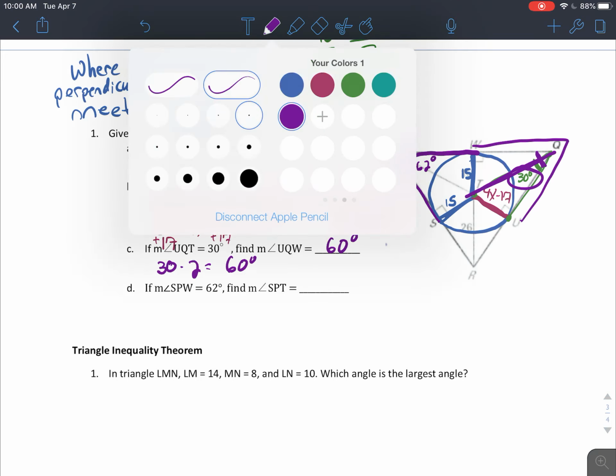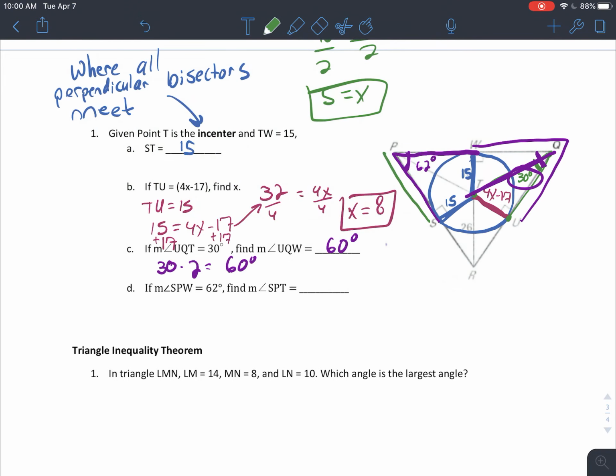It's asking us for S to P to T. So SPT then is just this angle. That angle is getting bisected, SPW, so SPW is getting bisected by the line PT. So that means if we take 62 and we divide it by 2, it gives us 31. That tells us that SPT is 31 degrees.